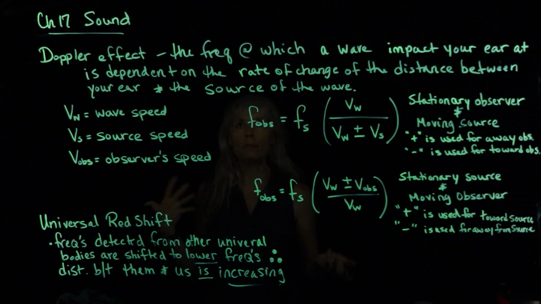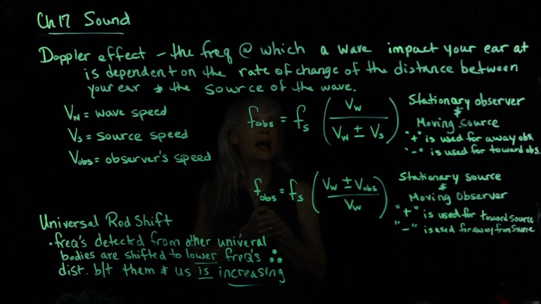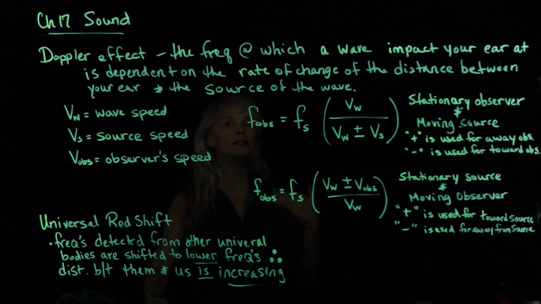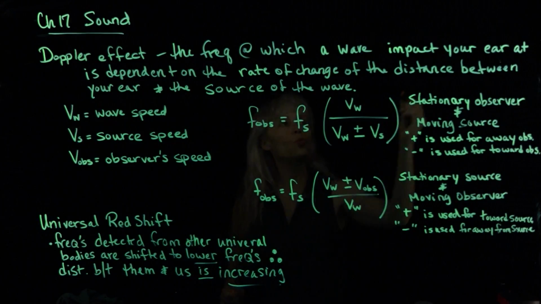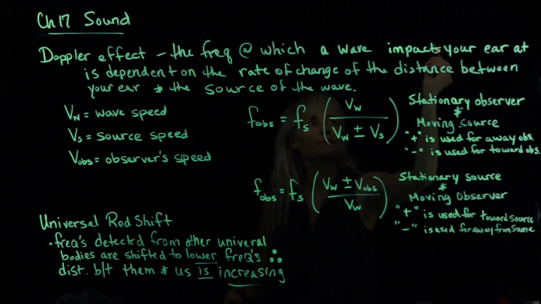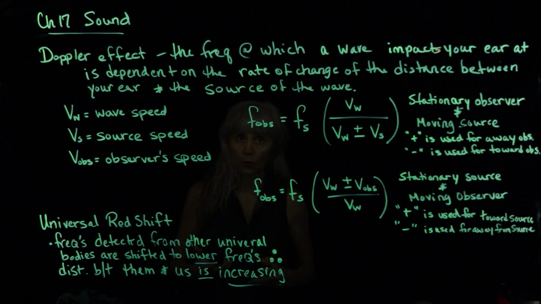So this is the Doppler shift. The frequency at which a wave impacts your ear is dependent on the rate of change of the distance between your ear and the source of the wave. If their distance is changing as a function of time, then we are going to hear a different frequency than the true frequency of the sound.